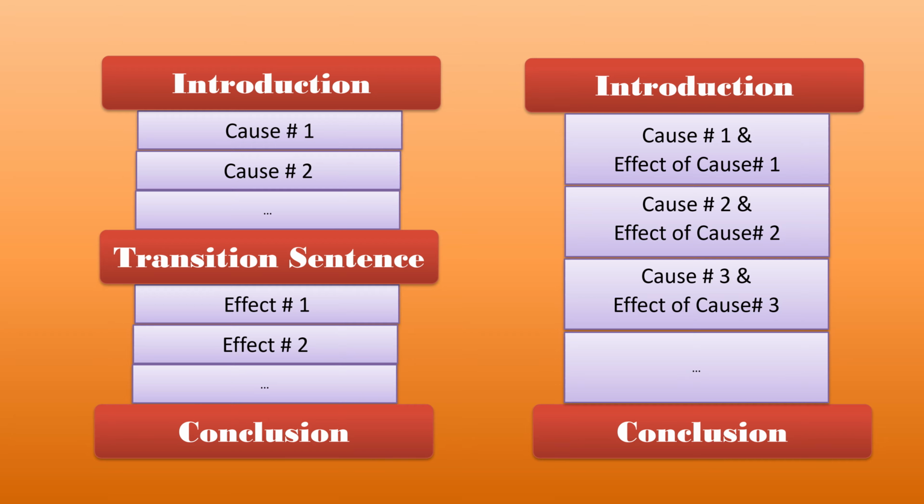In a block structure, the introduction comes first. There is cause number 1, cause number 2, and so on. Then there is a transition sentence. After this, it is followed by effect number 1, effect number 2, and so on, which is finally finished off with a conclusion. In the chain, it starts with the introduction, followed by cause number 1 and the effect of cause number 1, then cause number 2 and the effect of cause number 2, cause number 3 and the effect of cause number 3, which is then followed by the conclusion.